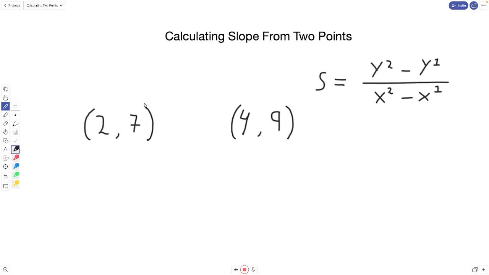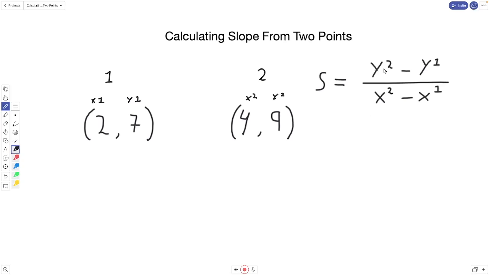What does that mean? Well, we have two sets of coordinates, right? This is our set 1 and this is our set 2. Everything in this set is going to be labeled 2, and everything in this set is going to be labeled 1. So in other words, this is going to be x1, this is y1, this is x2, and this is y2.